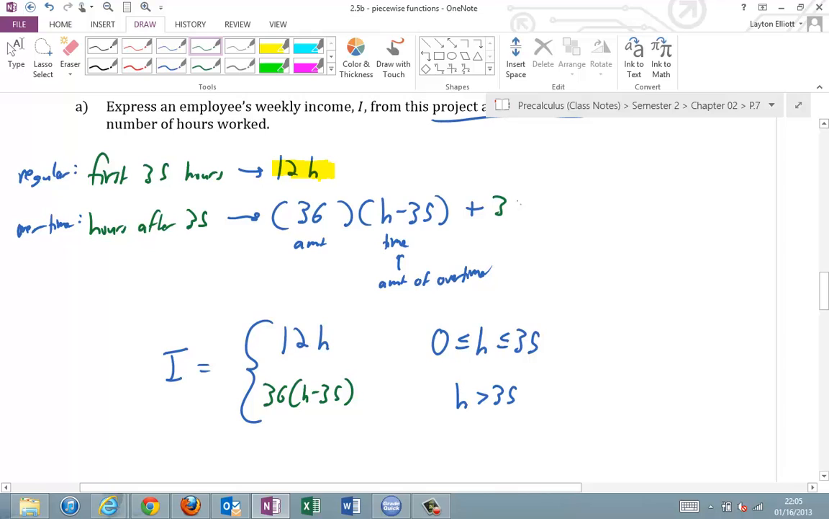So I have to add the 35 times 12. Or sorry, $12 times 35 hours, other way around. 35 times 12 is $420. What that means is we make $420 once we work 35 hours. Plus 420.